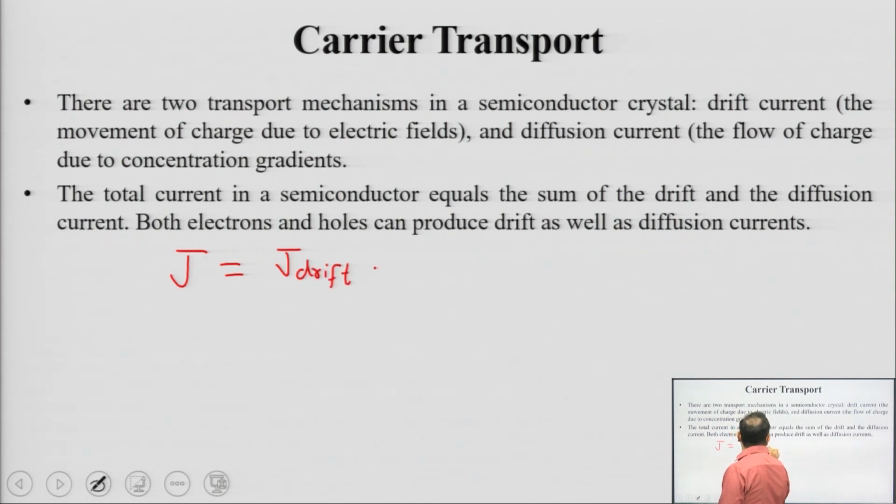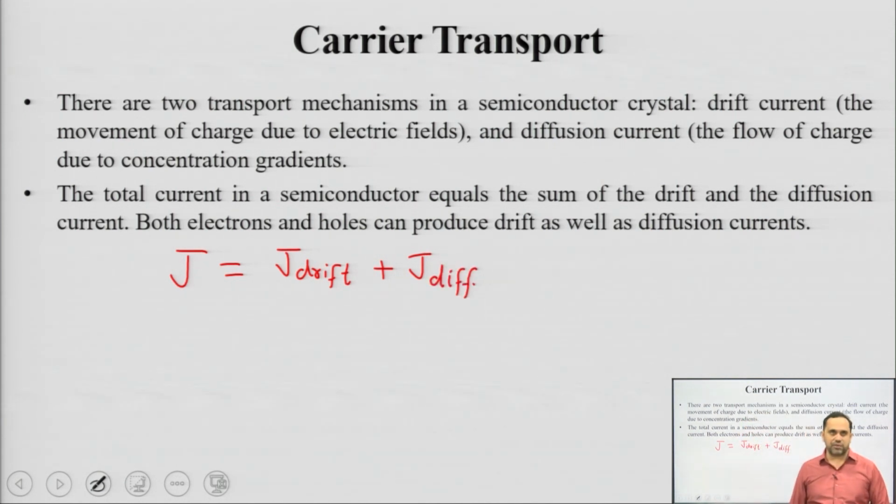It will have drift as well as diffusion. Okay. So, I will use these subscripts: drift for, or I can say use dr also. Okay. So, these subscripts basically tell you the individual components of current. Drift current usually happens whenever there is an electric field present across a semiconductor.